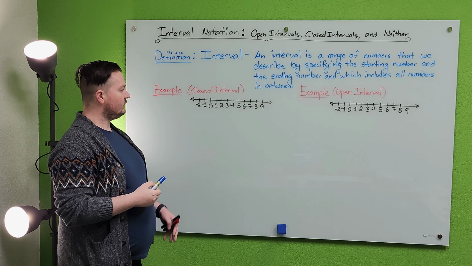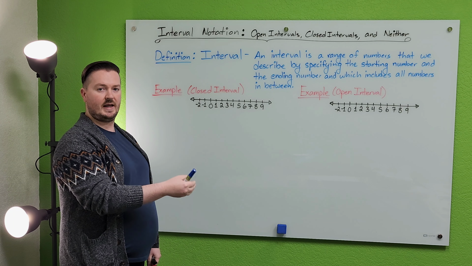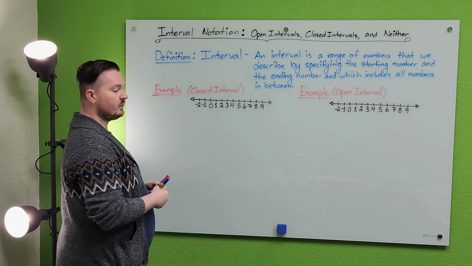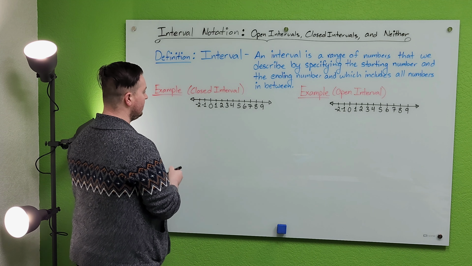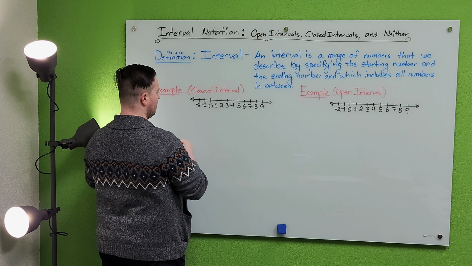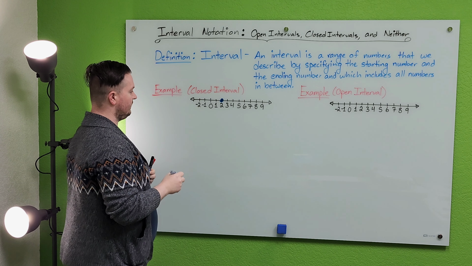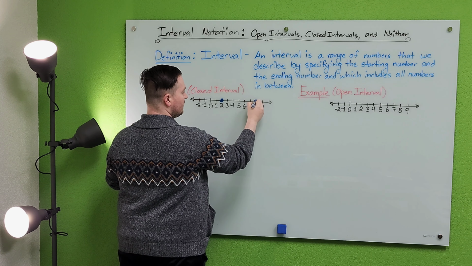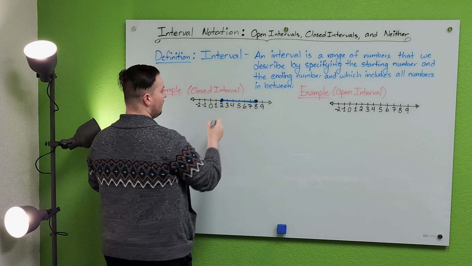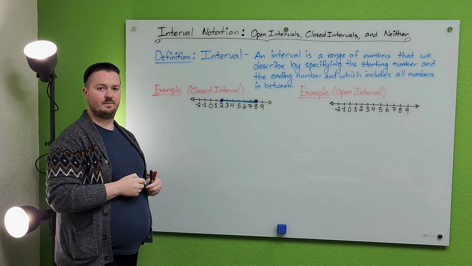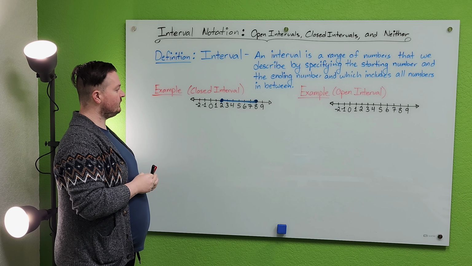So let's say we wanted to have a group of numbers that starts at 2 and ends at the number 8. On a number line, how we would show that we're including 2, we're including 8, and we're including every number in between, is we put a solid dot on the number 2. We put a solid dot on the number 8, and then we draw a line connecting all the numbers in between 2 and 8.